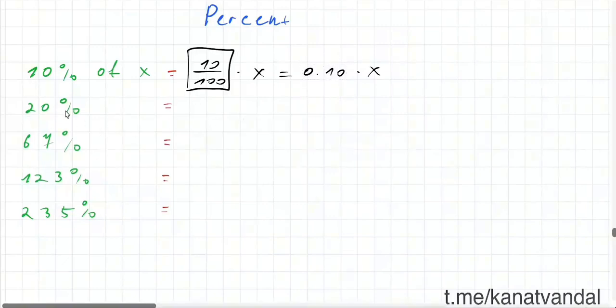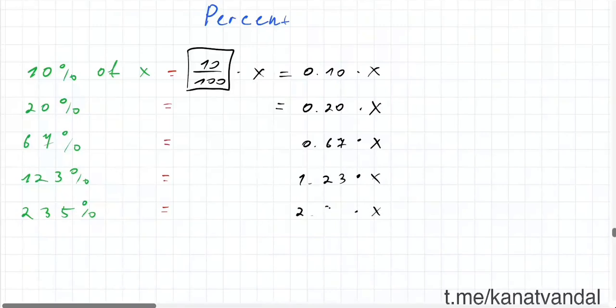And the same story works actually here. You may understand that here will be a multiplication of x by 0.20. Here it will be a multiplication of x by 0.67. Okay, so if you want to calculate a percent, you can do it by multiplying the number x by the corresponding number that is less by a factor of 100. Okay, and the same story works here, but here it will be x times 1.23 or x times 2.35.